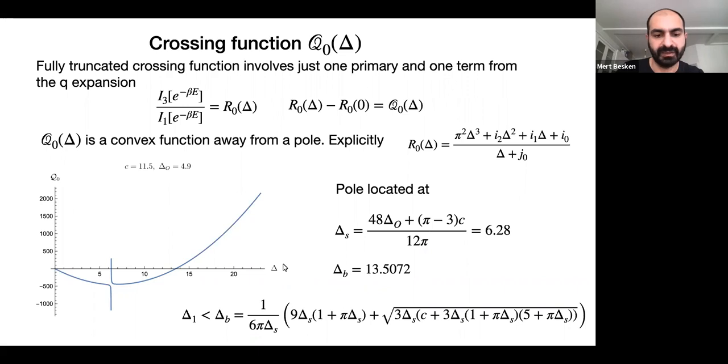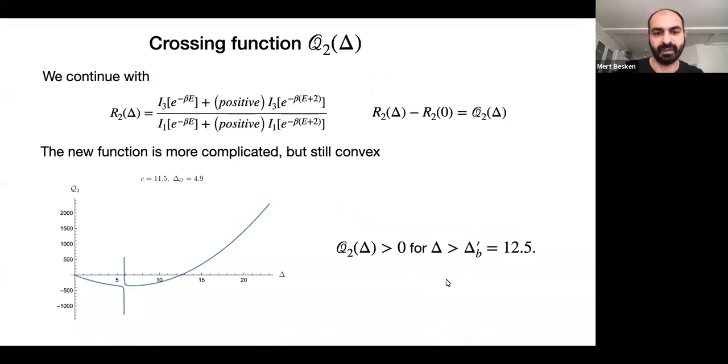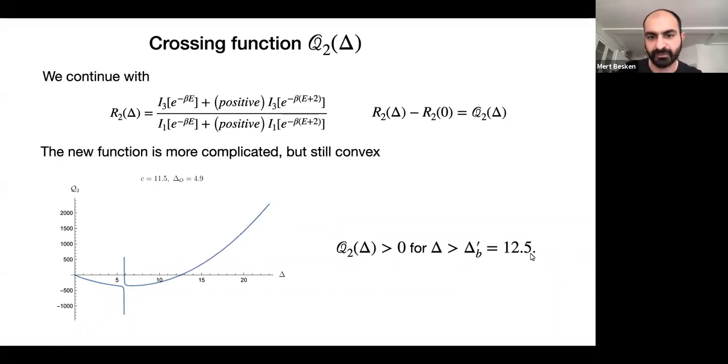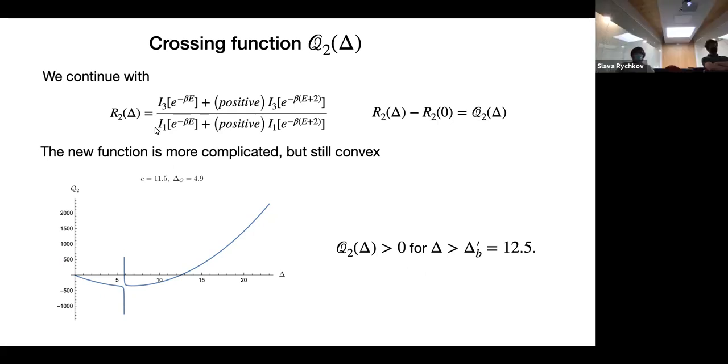Of course, at this point, you don't believe this, but now I'm going to get one step closer to the full crossing function. And this guy will just move a little more to the left. And then I will hope that you'll get convinced that this bound was correct. And let's just look at this. Again, in the example, now this crossing function is positive for a larger portion of the real line. And our bound has improved from 13.5 to 12.5. How did this happen? So, okay, let me just tell you how we approximated the crossing function a little better. Yeah, but what's this positive?